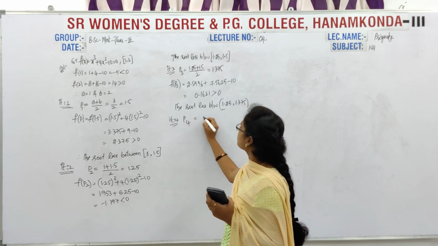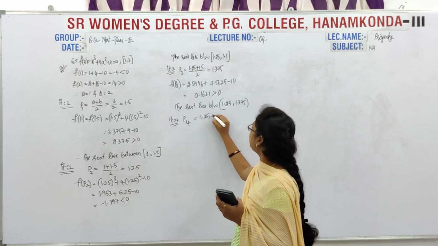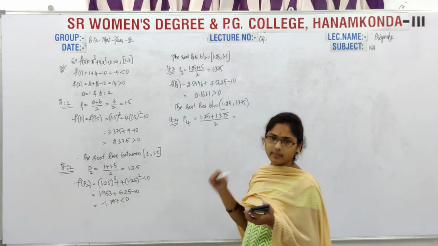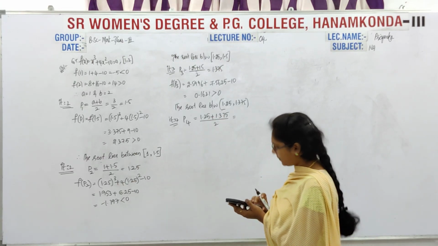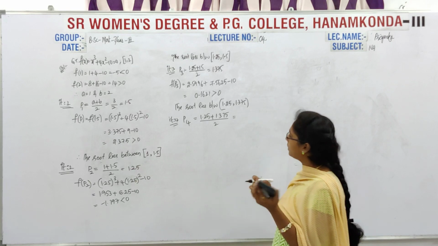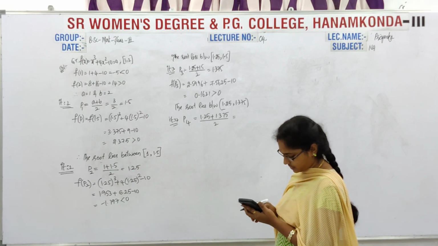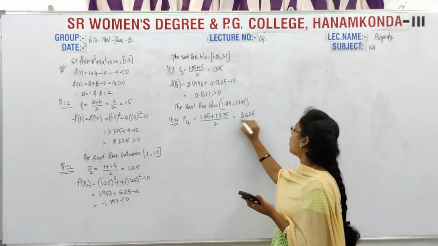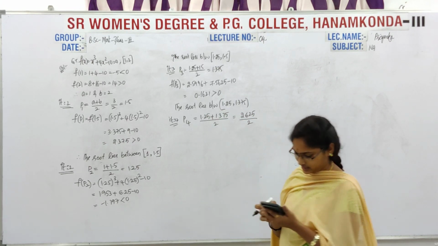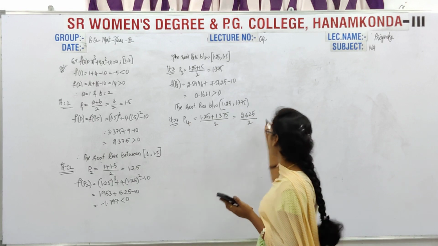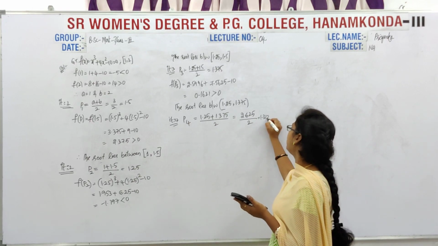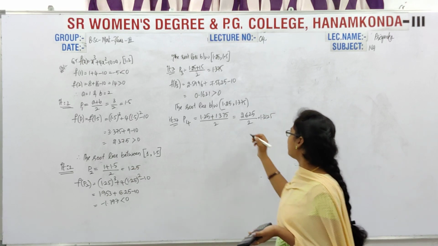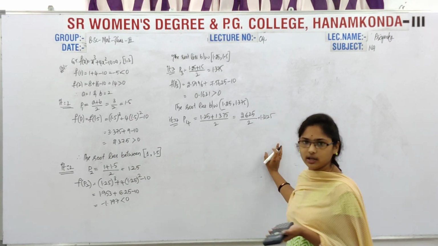Now P4 is equal to (1.25 + 1.375)/2. Okay, so now 1.25 plus 1.375 is 2.625, whole divided by 2. So directly I am taking this one, that is 1.3125. Okay, so simply I have the 4 values. Otherwise you can take 1.313 also.